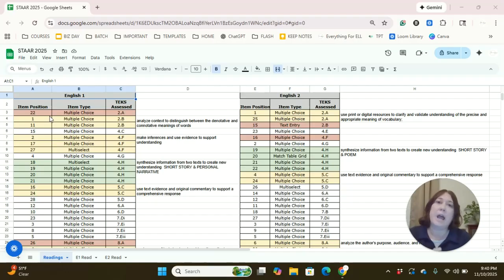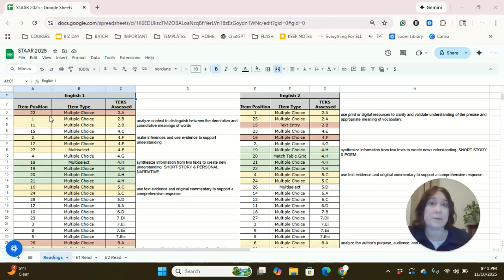2B is looking at denotation or connotation of a word in a sentence. If you want to know more about what these questions look like, I will make another video about that and link it in the video description as well. If you're visual like me and you kind of want to see what they look like, I'll take care of you there. But for now, I just kind of wanted to look over the data to see if there are any trends or certain TEKS that stick out.